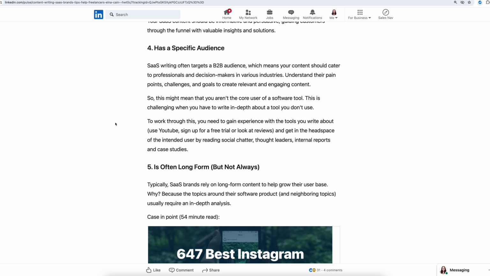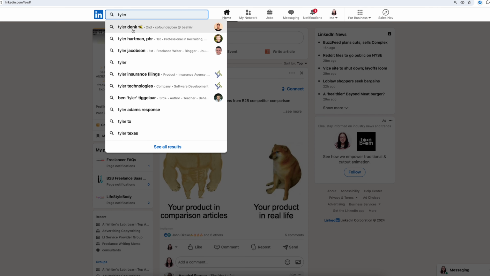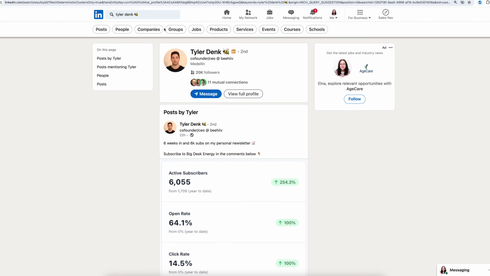You can also just leverage things like YouTube. You can sign up to a free trial of the tool. You can look at case studies, reviews of the tool. The information is there. You can also look on LinkedIn to find the owner because they're going to be chatting up about the tool all the time. For example, Tyler Denk is the co-founder of Beehiiv, and I follow him. So I get to see his posts.